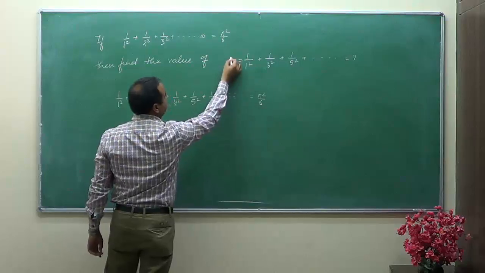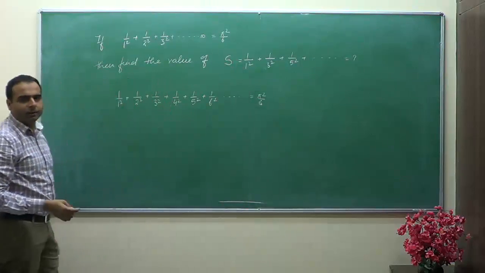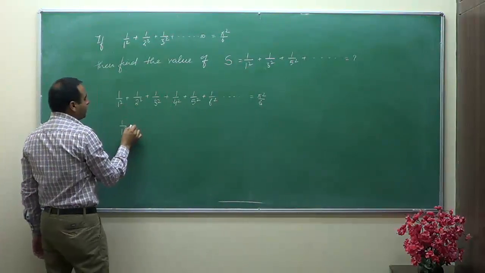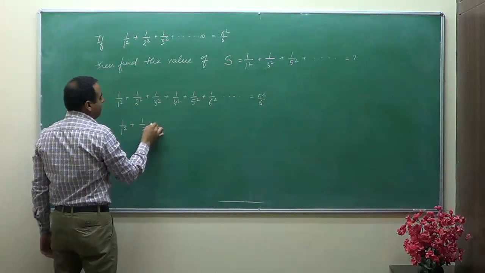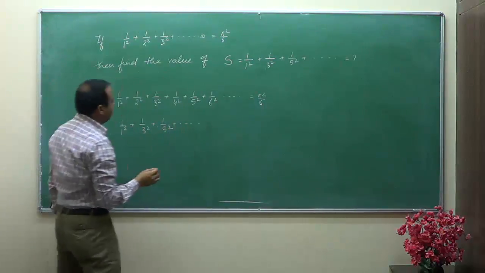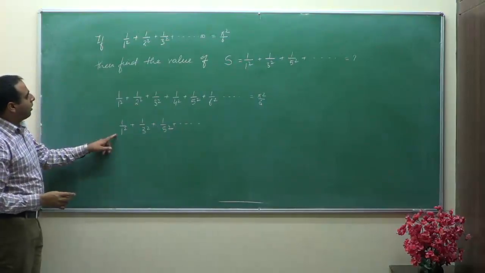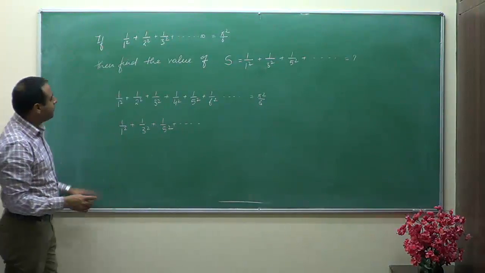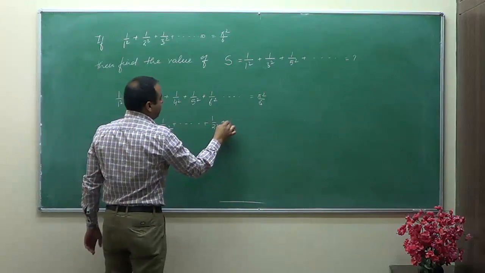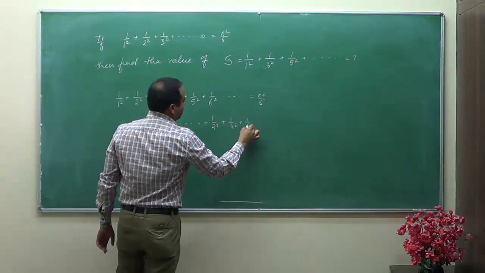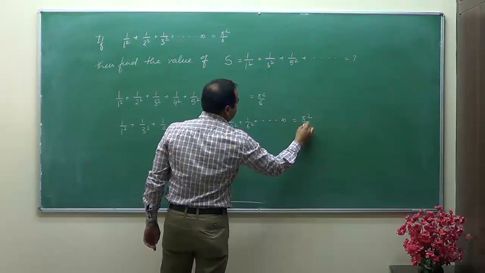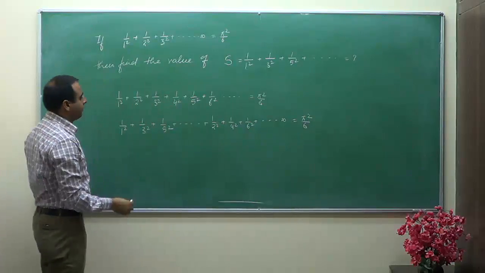और जो हमें निकालना है, उस सीक्वेंस का नाम मैंने S रख दिया. अब इसी सीक्वेंस में हम 1 by 1 square, 1 by 3 square, 1 by 5 square, means odd position terms, उसको हम सेपरेट कर देते हैं. प्लस 1 by 2 square plus 1 by 4 square plus 1 by 6 square up to infinity. That is equal to pi square by 6.